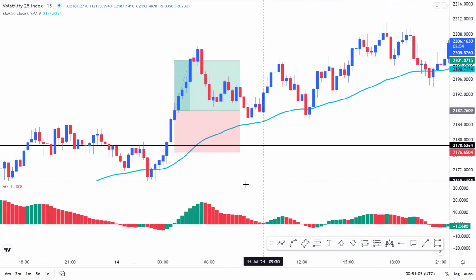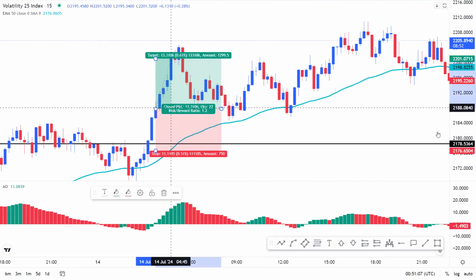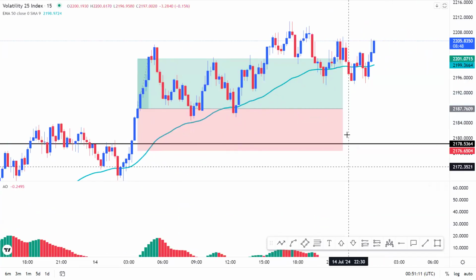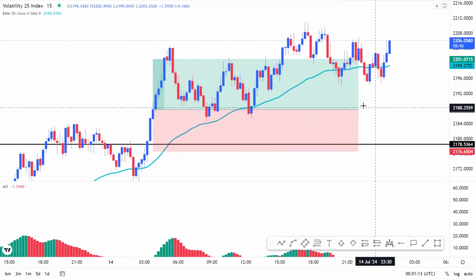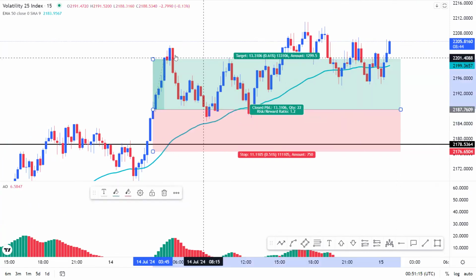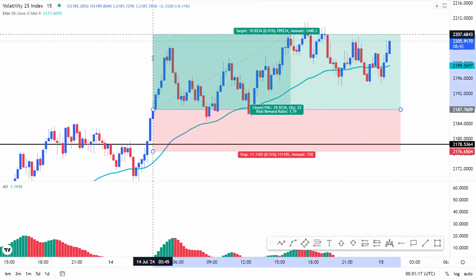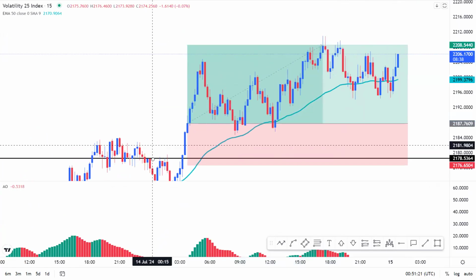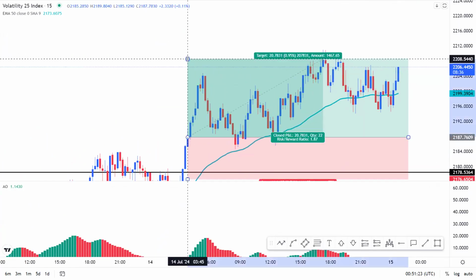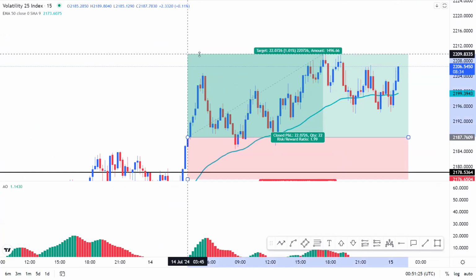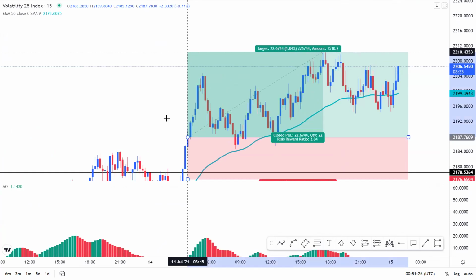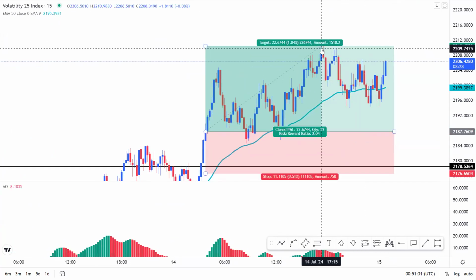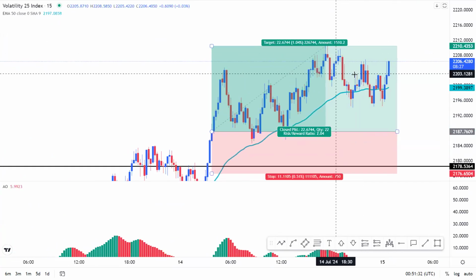Just give price a little room. And then, like we said, a 1 to 2 minimum risk reward, or a maximum of 1 to 3 risk reward, which clearly is about to get. Okay, we have that already hit. We have a 1 to 2 risk reward already hit on this.